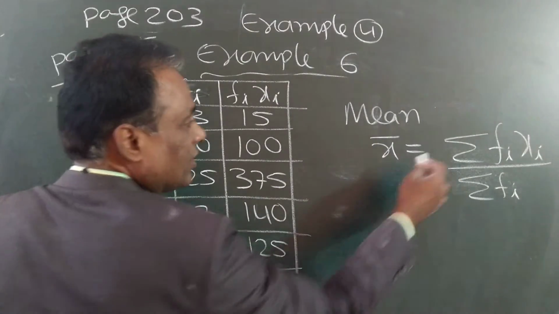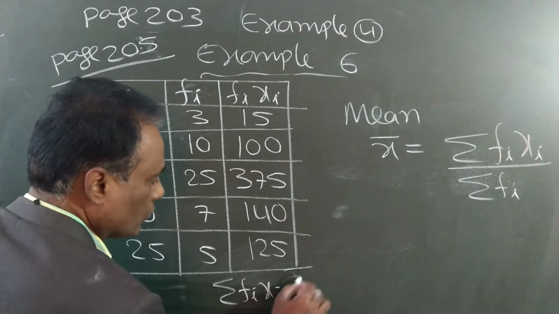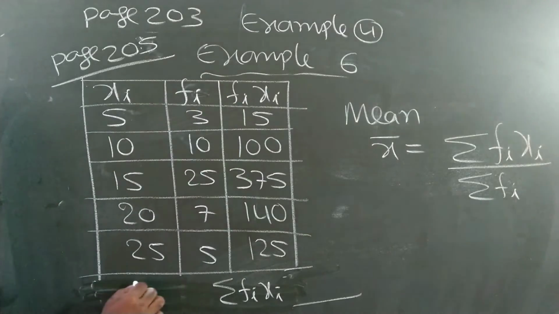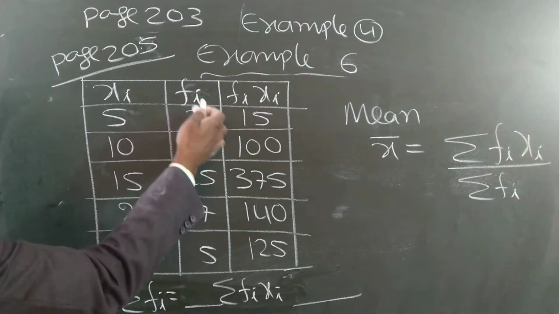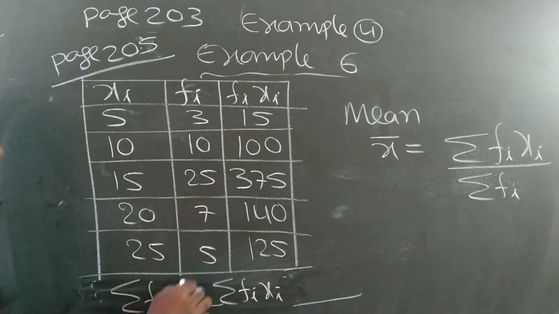What is meant by sigma? Sigma means sum. Add all these values. Add all the frequencies, that is sigma fi. 3 plus 10, 13, 38, 45, 50. It is 50. And this also you do, and write that in the numerator and this in the denominator. That's all.